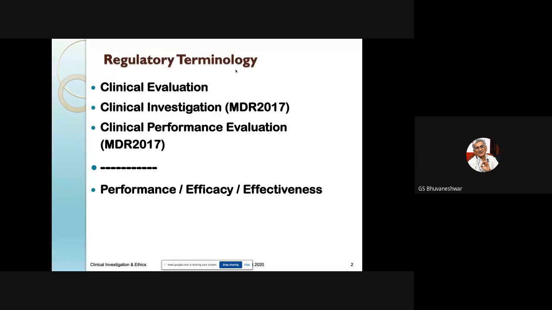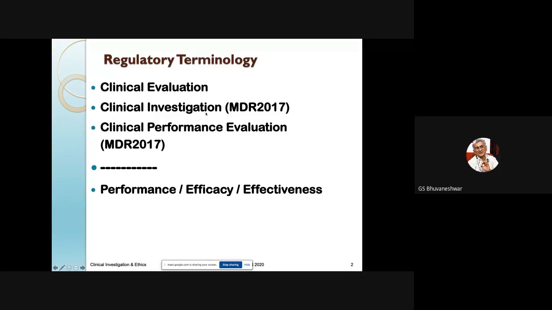Just a background on regulatory terminology. Many of you may have heard the terms clinical evaluation. Then we have our Medical Device Rules published by the Health Ministry, the MDR 2017. Many of you might have heard of it or seen parts of it.